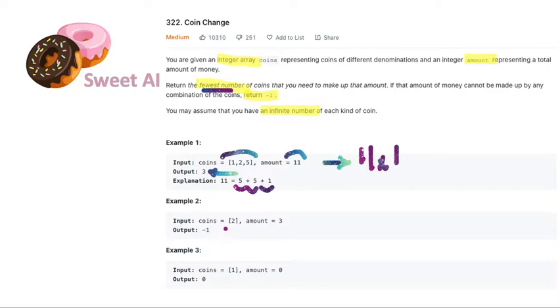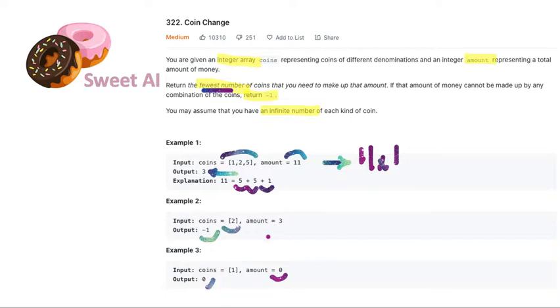So what if we cannot make that amount? It depends on the combination of coins that are given. If we cannot make that, we are going to return -1. And if the amount is 0, we are going to return 0 because for making $0, we need 0 coins.